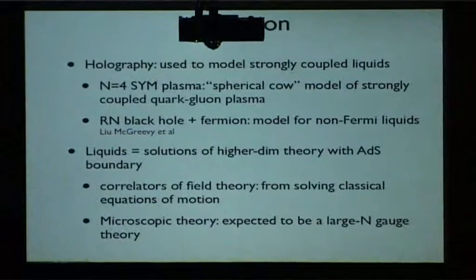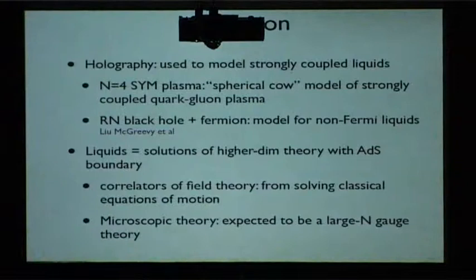There is a very well-defined set of rules to tell us if you want to compute, for example, the current-current correlation function in quantum field theory, we have to solve the equation of motion for a gauge field in the five-dimensional theory, and so on. If we want to compute correlation function of the stress tensor, we would have to solve the equation for the gravitons in the background field.